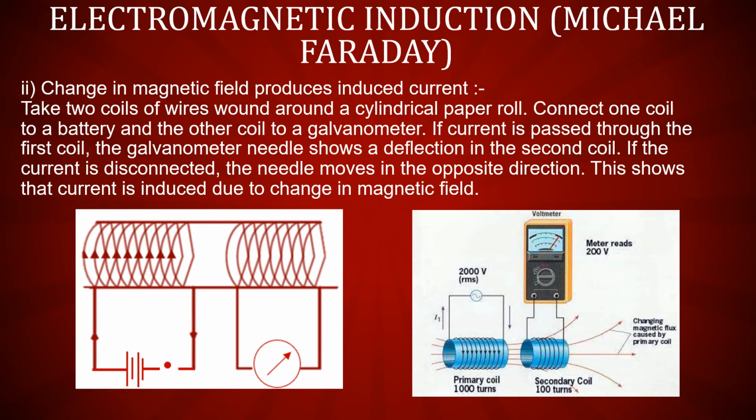As discussed earlier, change in magnetic field produces induced current. Take two coils of wires wound around a cylindrical paper roll. Connect one coil to a battery and the other coil to a galvanometer. If the current is passed through the first coil, the galvanometer shows a deflection in the second coil. However, if the current is disconnected, the needle moves in the opposite direction. This shows that the current is induced due to change in magnetic field.